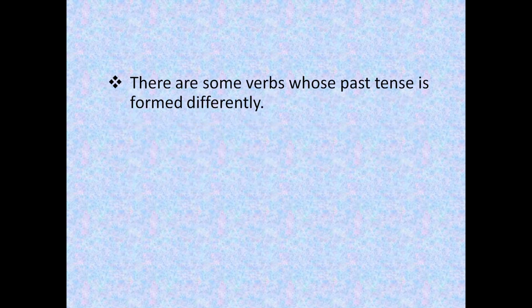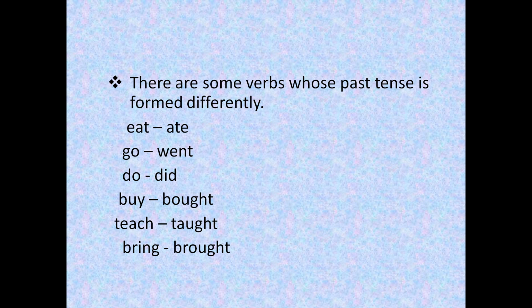There are some verbs whose past tense is formed differently. They are eat becomes ate, go becomes went, do becomes did, buy becomes bought, teach becomes taught, and bring becomes brought in the past tense.